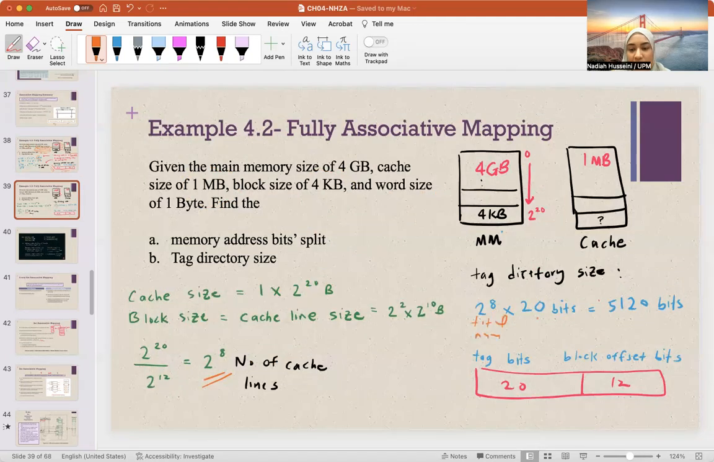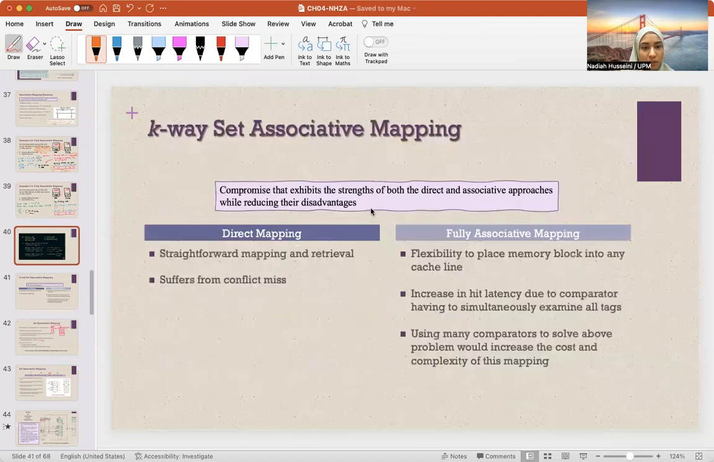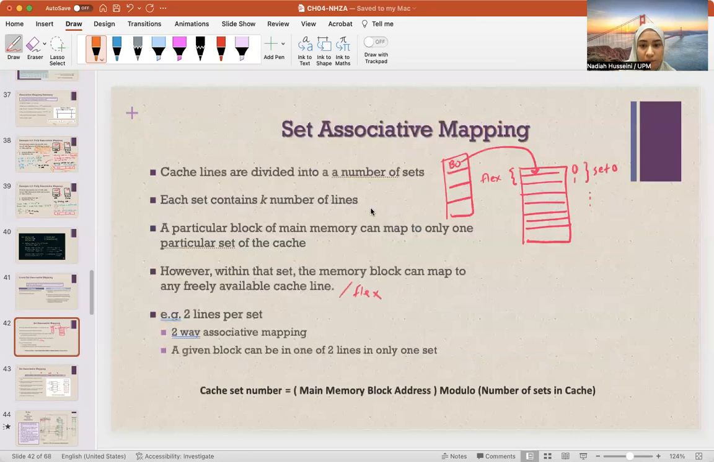Okay, this is the total number of cache lines times the 20 bits that I know, which is the address for all my data. So I would need 5120 bits of address to identify each cache line. Okay, so that is it for your tag directory size. So please expect something similar in your exam, at least for this chapter. So this is type 1. If you can't read my handwriting, sometimes I can't myself.